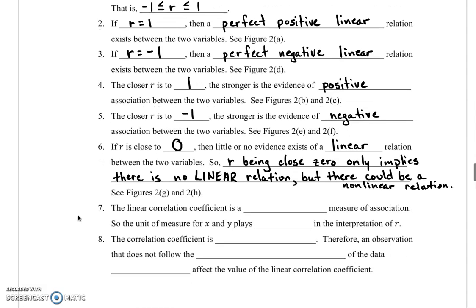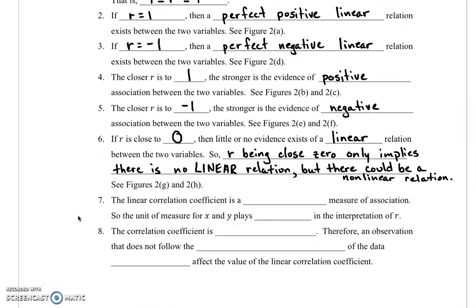The seventh property is that the linear correlation coefficient is a unitless measure of association. And by units, we mean minutes, hours, feet, some type of measurement unit. The linear correlation coefficient does not have any units. So, the good thing about that is that the units of measurement for X and Y have absolutely no role in interpreting R.